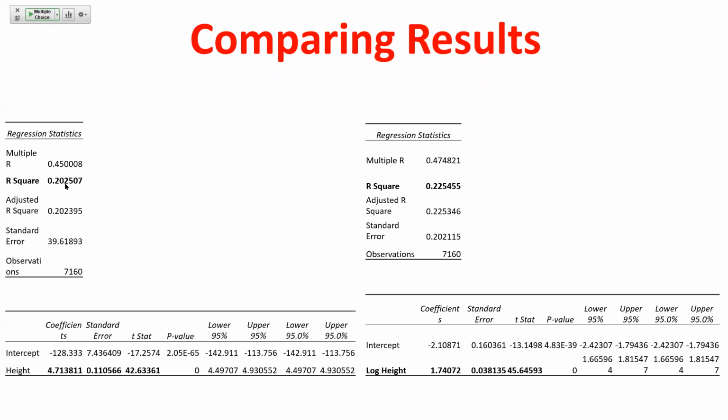Notice, just by including height, I'm explaining about 20% of the variation that exists in weight. So for every 1 unit increase in height, or for every inch taller a person is, we expect their weight would be about 4.7 pounds heavier. And this is very significant. The p-value is basically 0 here. Now, I'm only explaining 20% of the variation by using height, but this is a naive regression. I'm not adding in a bunch of additional controls yet, because I really want to focus on the difference that we see if we instead change this to a log model.